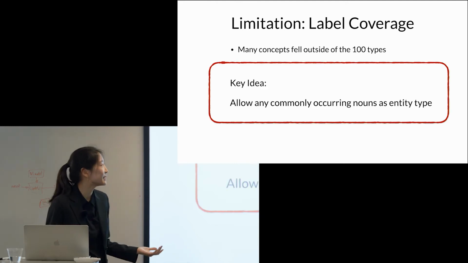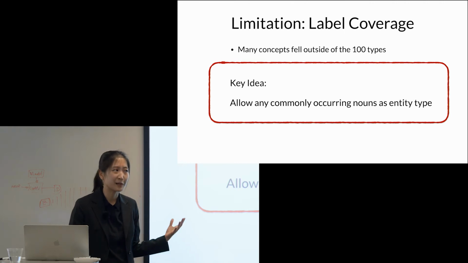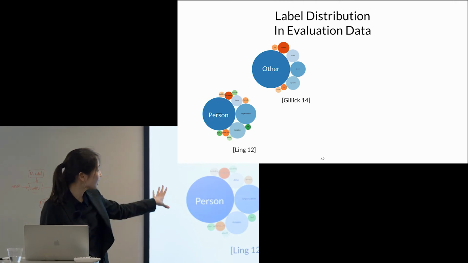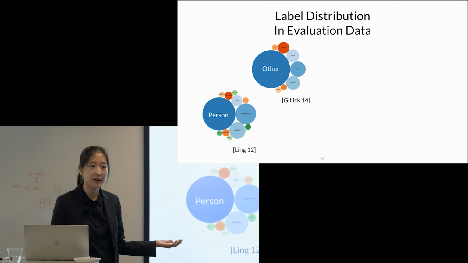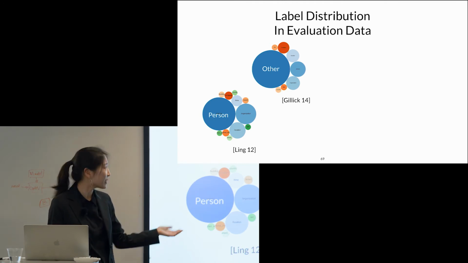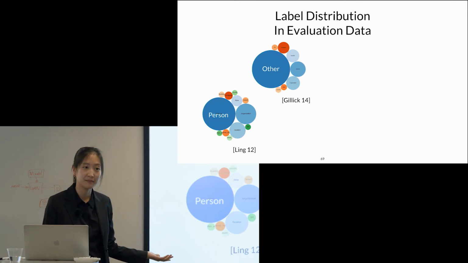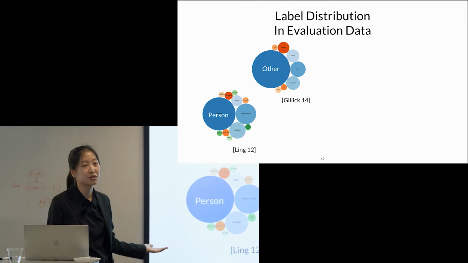So the key idea of this work was to allow any commonly occurring noun as a type, not limiting to this 100 hand-picked ontology. So here's the distribution of the previous datasets, which both have about 100 types in the ontology. But looking into the label distribution, if you can cover about 5 of them, you cover like 80–90% of the data. So if you train a machine learning model on this kind of distribution, it will never learn to predict the 100 types that you want.